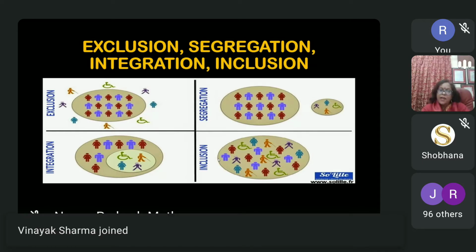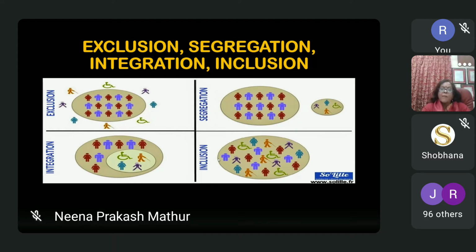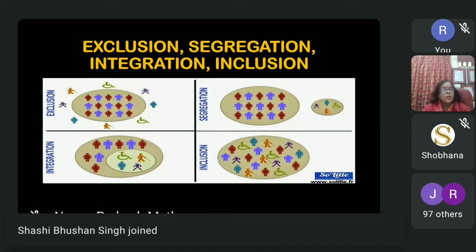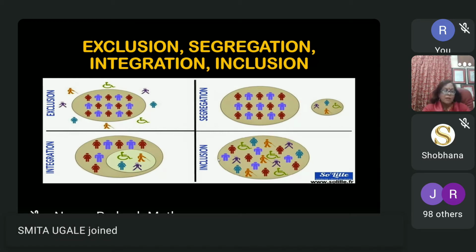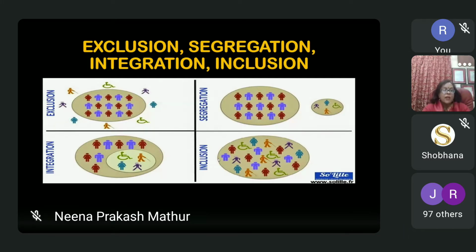Next important term is segregation, where the students with disability are provided education in separate, specially designed schools, completely isolated from the students without disability. Thus, there was just no interaction. Next is integration. What is meant by integration? This is a process of placing the students with disabilities in the existing mainstream educational institutions, but without modifying. The children had to adjust to the standardized requirements of such institutions.